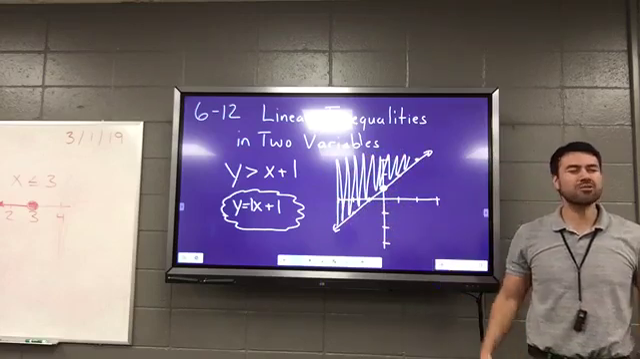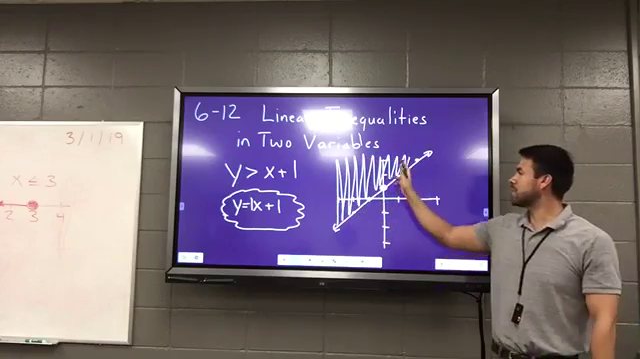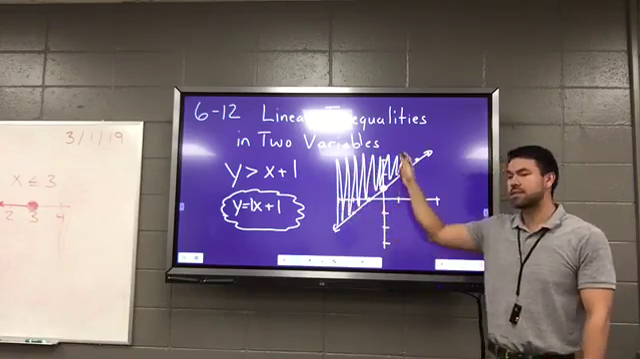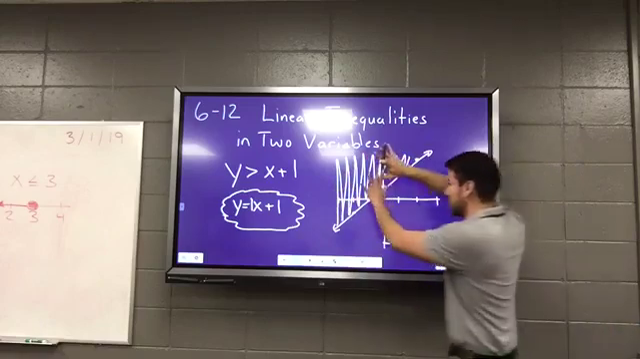And you're like, wait, what are you talking about? Can anyone give me a point? Can anyone name a point that's in the shaded region? And guys, it includes everything.